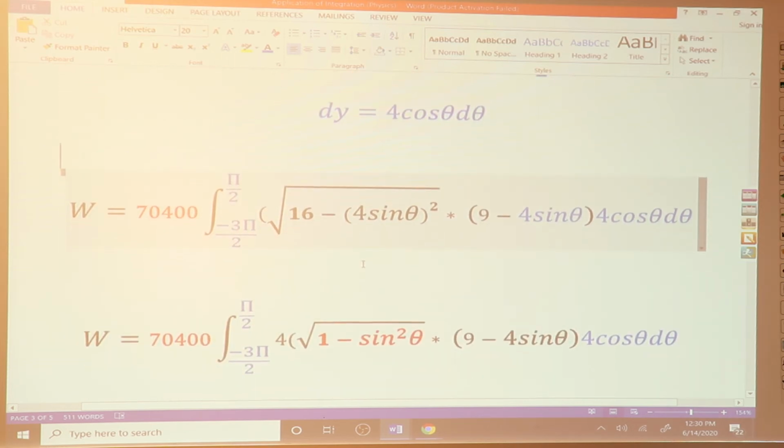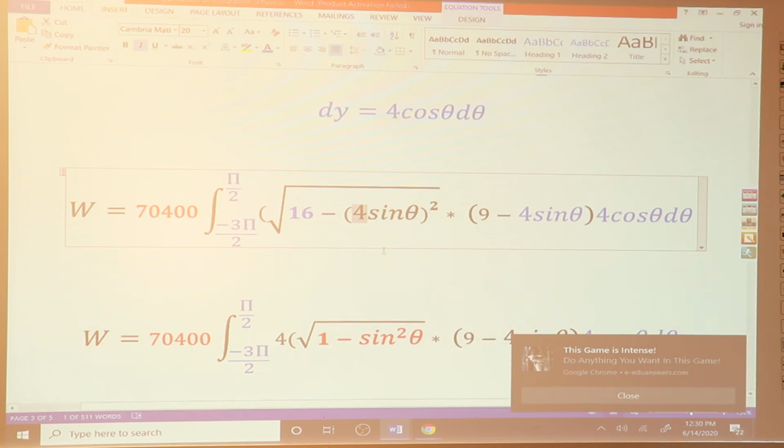Now, what's 16? This 4 squared becomes 16. Look what I did. This is 16, and this 4 squared is 16. How many minutes do I have? 8. Okay.